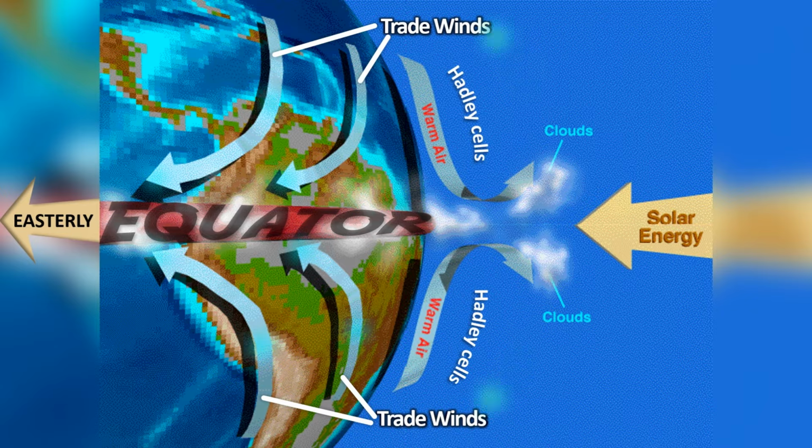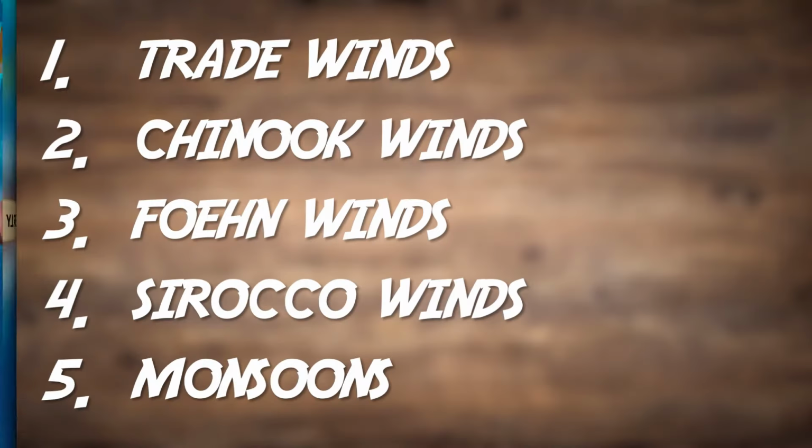Focusing on the trade winds of the Hadley cells above and below the equator, this creates a constant easterly wind that will always blow east to west, hence being a prevailing wind. And that's trade winds.